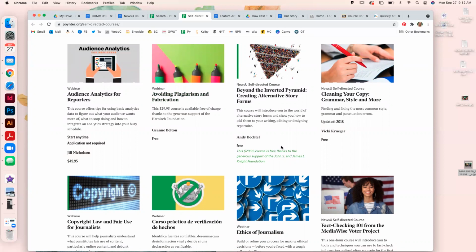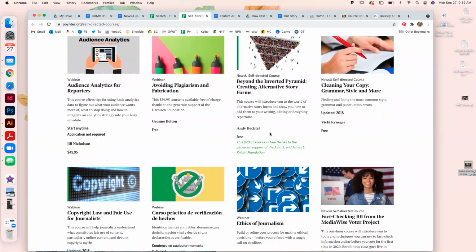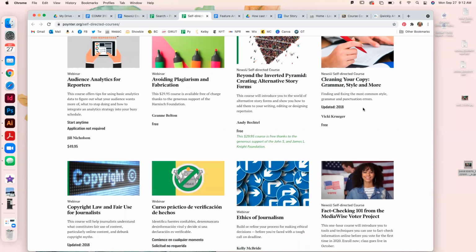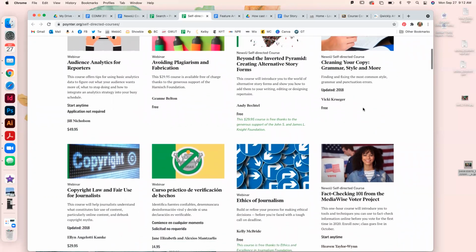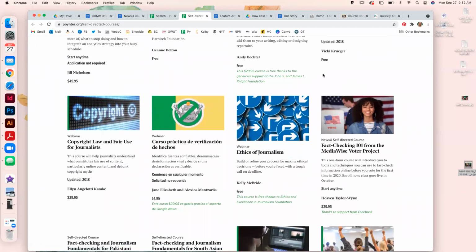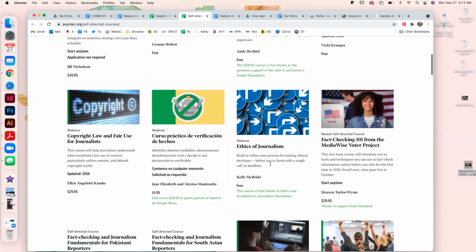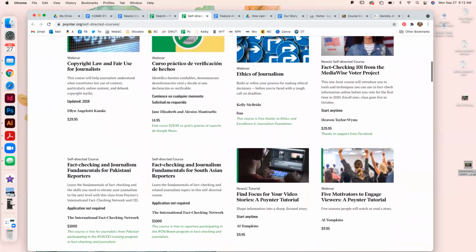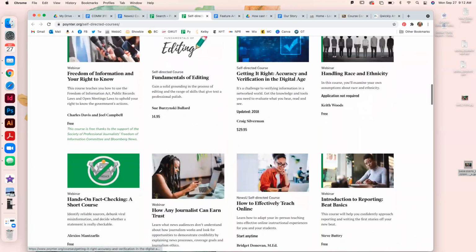forms. So once you master the inverted pyramid, here's one that kind of tells you how to go further in that. Cleaning up your copy, grammar, style. If you feel like your grammar, your style, your AP style is something that you struggle with, that would be a good one to do. So only do the ones, of course, that are free. Ethics of journalism, if you're interested in looking more about the ethics. So just pick one there.